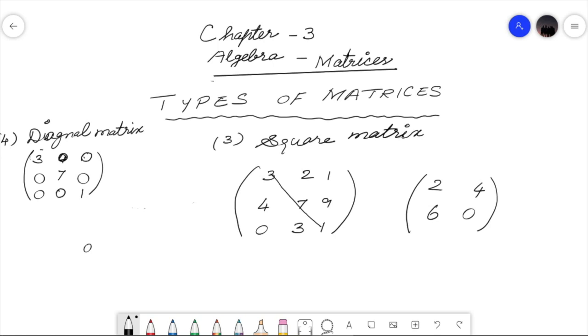Yeah, can you see, ma'am? Only in the diagonal you will be having the value.